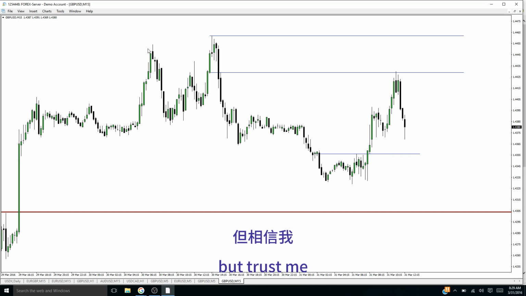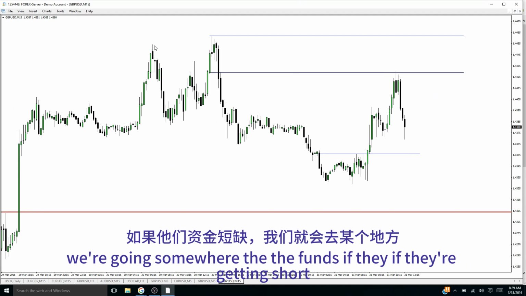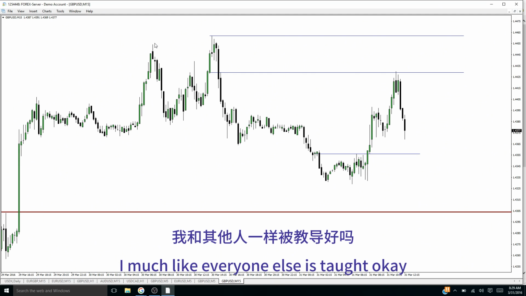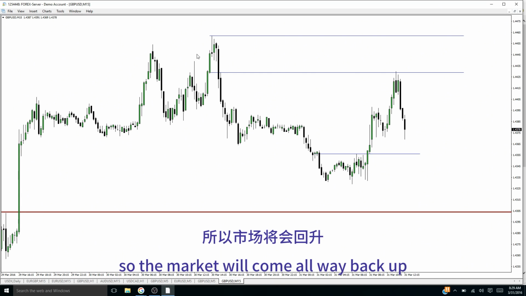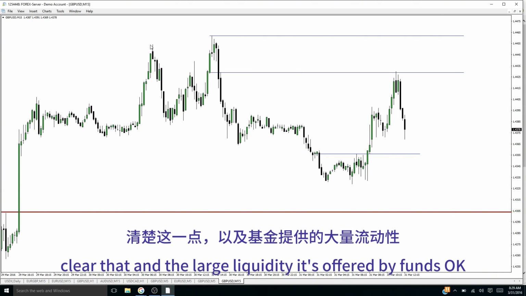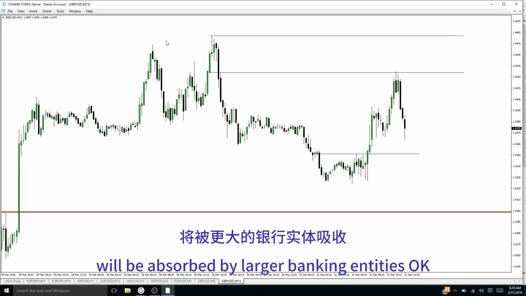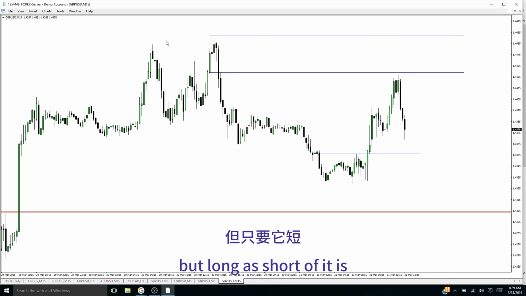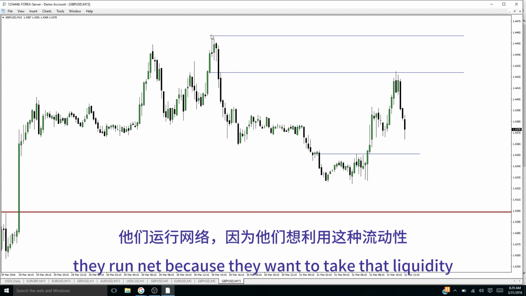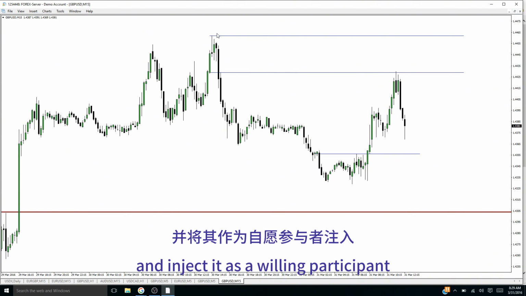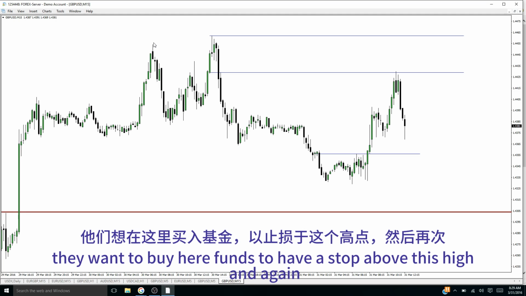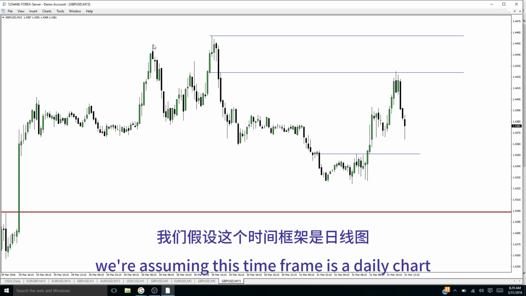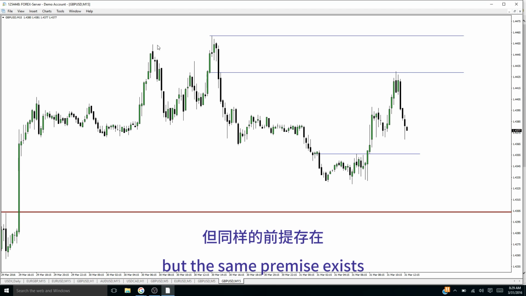I'm already going on a rabbit trail, but trust me, we're going somewhere. The funds, if they're getting short, they're going to have a stop above this recent high, much like everyone else is taught. So the market will come all the way back up, clear that, and the large liquidity that's offered by funds will be absorbed by larger banking entities, or institutions or large prop firms. They could do it as well. But long and short of it is, they run that because they want to take that liquidity and inject it as a willing participant. They want to buy here. Funds that have a stop above this high. And again, we're assuming this time frame is a daily chart, not a 15-minute time frame. But the same premise exists.